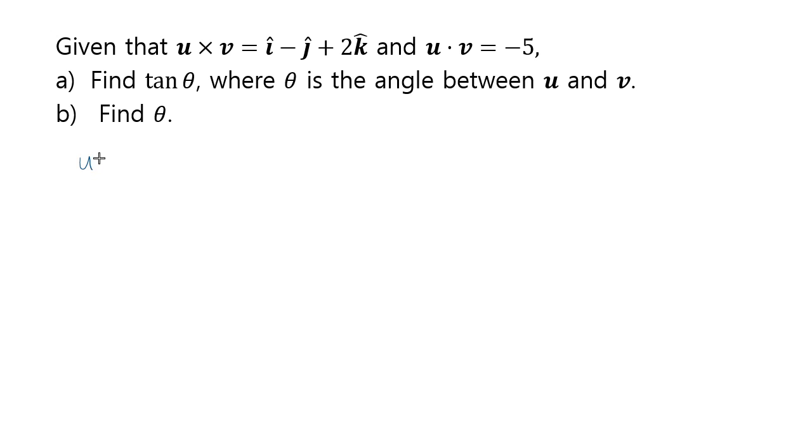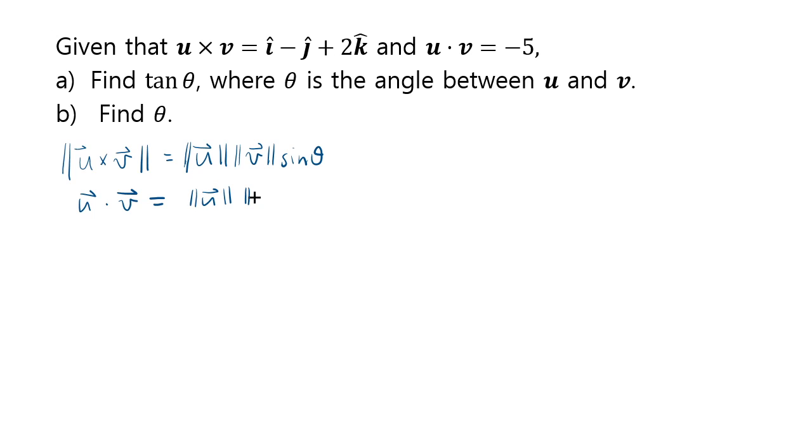First thing is that if you have the cross product of two vectors, then their norm is the same thing as the norm of the first vector. I call this the norm, but sometimes it's called size or magnitude. So the magnitude of the first vector times the magnitude of the second vector times sine of theta. And the dot product is already a scalar, so you don't need to put any norm. This itself is norm of u times norm of v times cosine of theta.